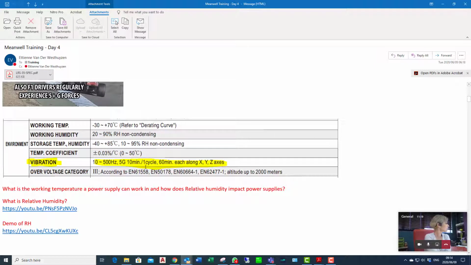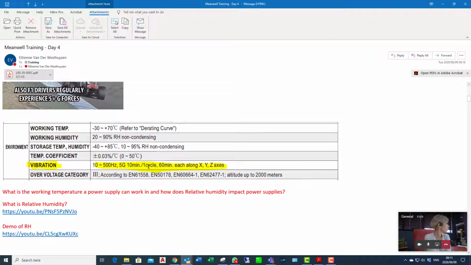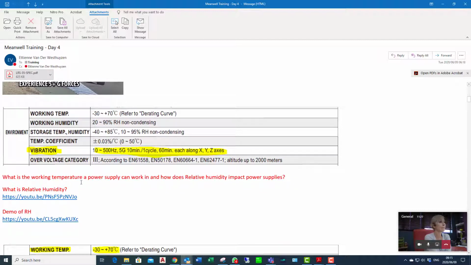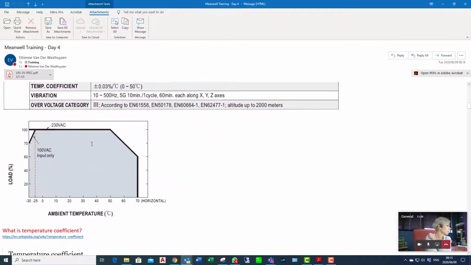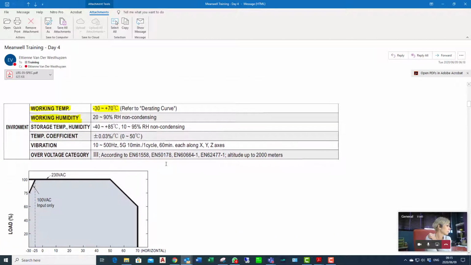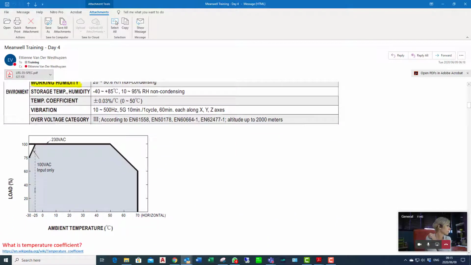No one can really determine what the actual G forces are that the thing is working in unless you test the whole truck, and that is pretty much impossible. So the next thing I want to refer to is the working temperature. Obviously we know what the minus 30 to 70 degrees is. 70 degrees is the maximum. We spoke about the derating curve. But the same applies for the negative.